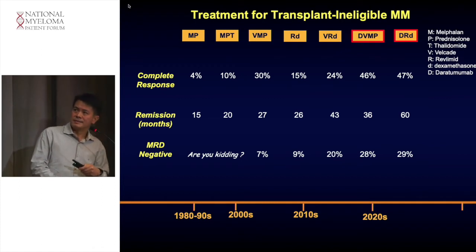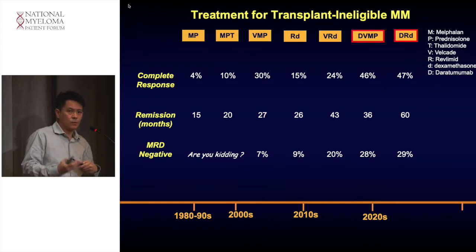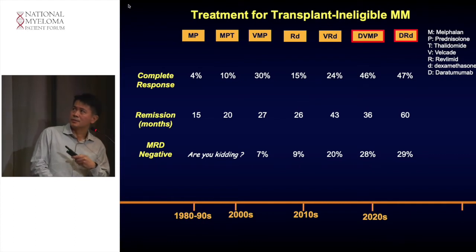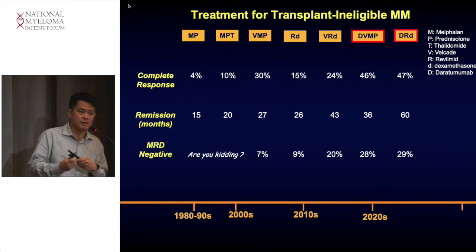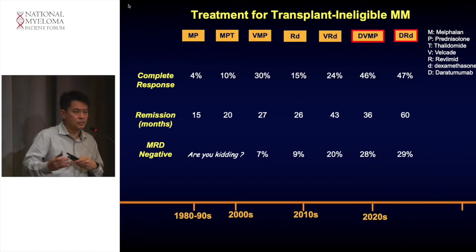You can see that the CR rates went up from 4% to almost 40 to 50% with the addition of immunotherapy to the frontline setting. And also the remission duration becomes longer and longer after the first line treatment. Previously, we were looking at like 1 year, 2 years, and right now with the strongest regimen, or most effective regimen for patients who are not going for transplant, which is DRD, daratumumab, Revlimid, dexamethasone, you're looking at a remission duration of about 5 years.